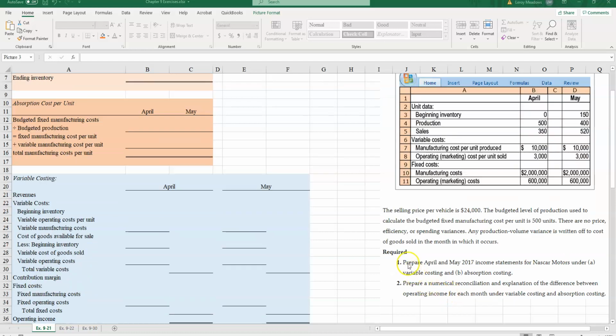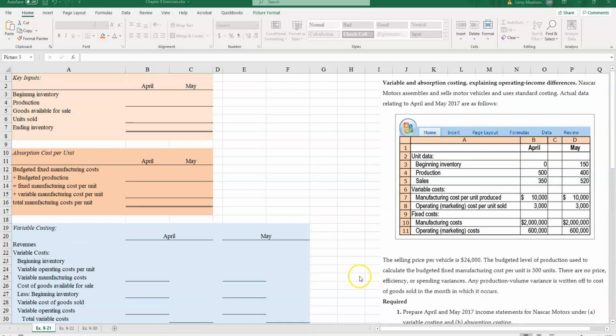The first thing we're asked to do is prepare April and May 2017 income statements for NASCAR Motors under A, variable costing, and under B, absorption costing. And then the second part is to prepare a numerical reconciliation and explain the differences between operating income for each month under variable costing and under absorption costing. So let's go ahead and get started.